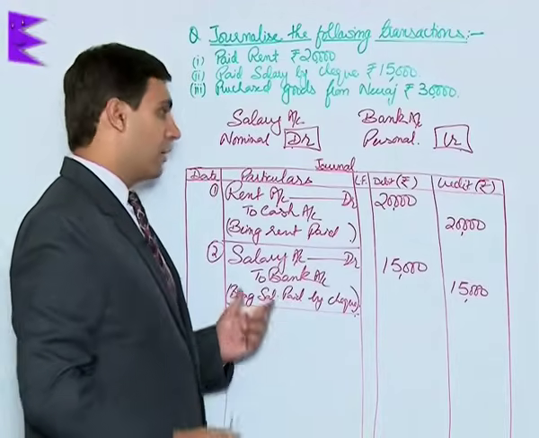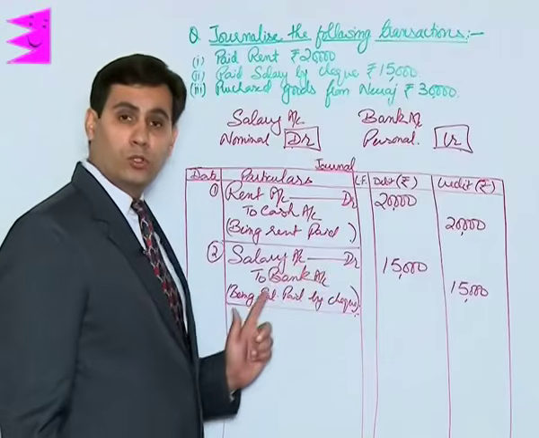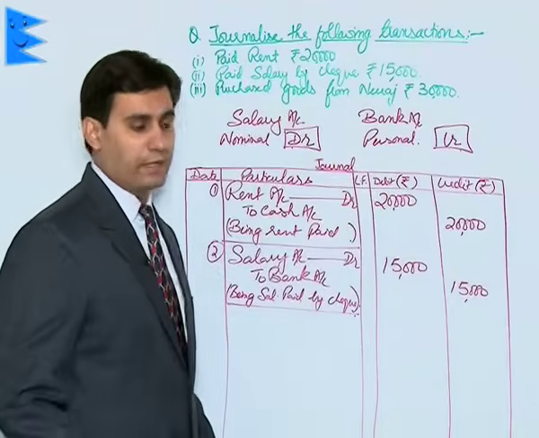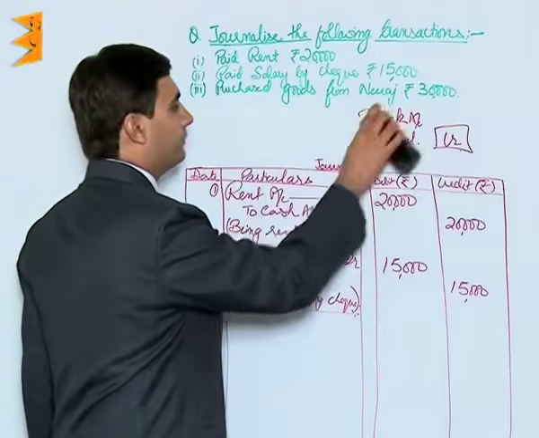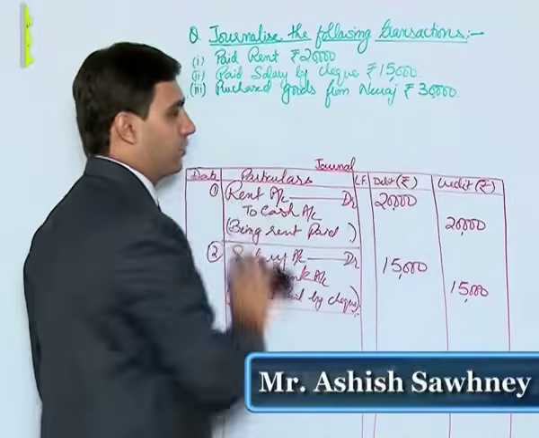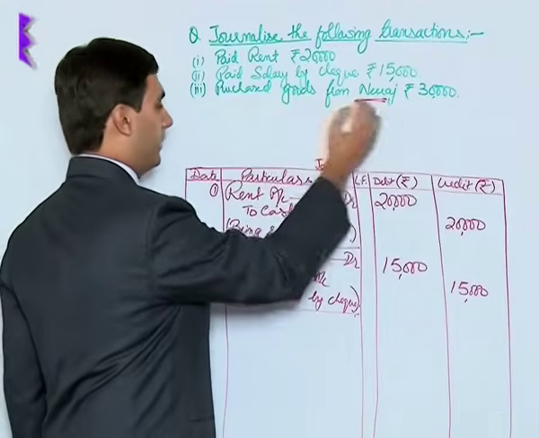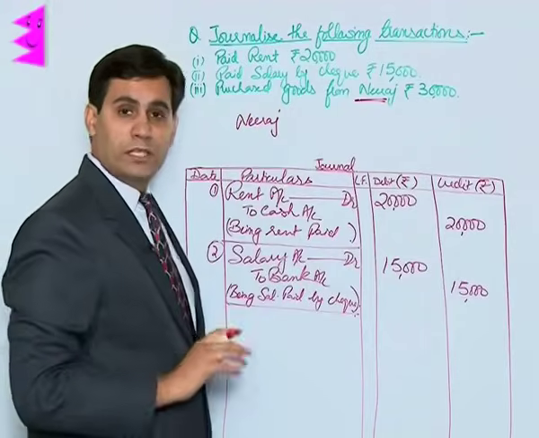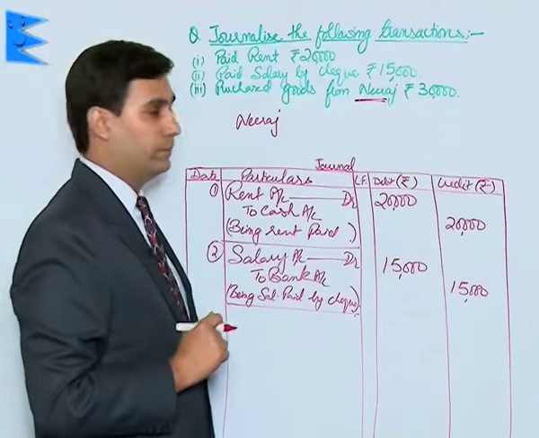So students, salary account was debited, so it was written as salary debited to the account that was credited, which in this case is bank account. Now coming to the third transaction that we have, it says purchase goods from Neeraj. So the first account is Neeraj. There is no mention of cash, so Neeraj's account, a personal account, would be involved here.